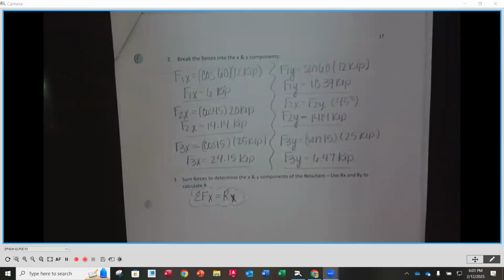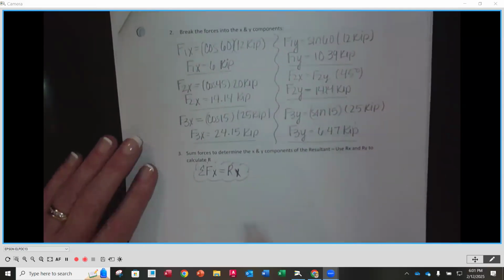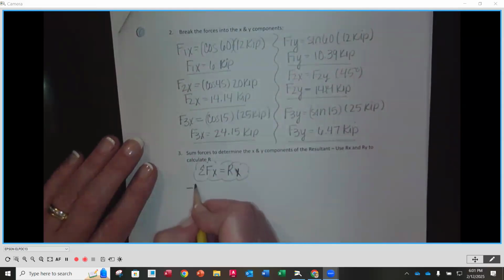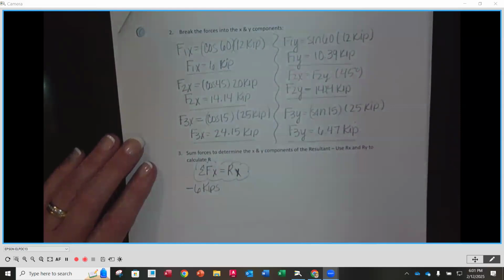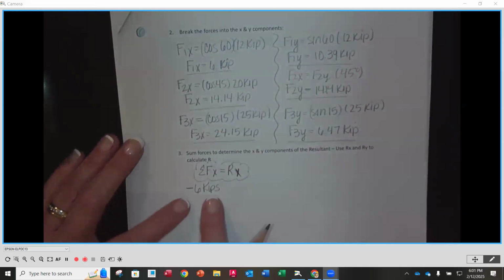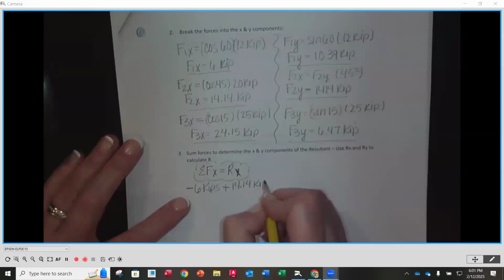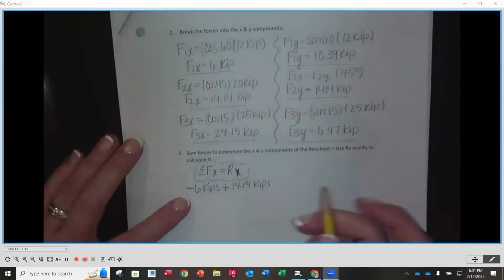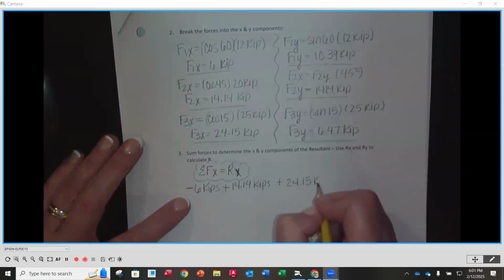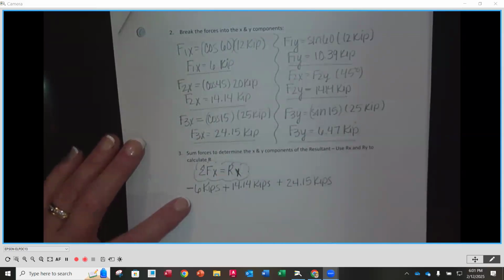So I am going to go up here. You don't have to list negative F1X plus F2X plus F3X is equal to Rx. That's okay. But what you do need to do is put the values. So I'm going to start with this first one. I'm going to say negative 6, and make sure you write the units in all phases of the problem. Okay, so this is negative 6 kips. Then it's going to be positive 14.14 kips. That's my F2X. And then my F3X, positive again because it's pointing to the right, 24.15 kips. Okay.